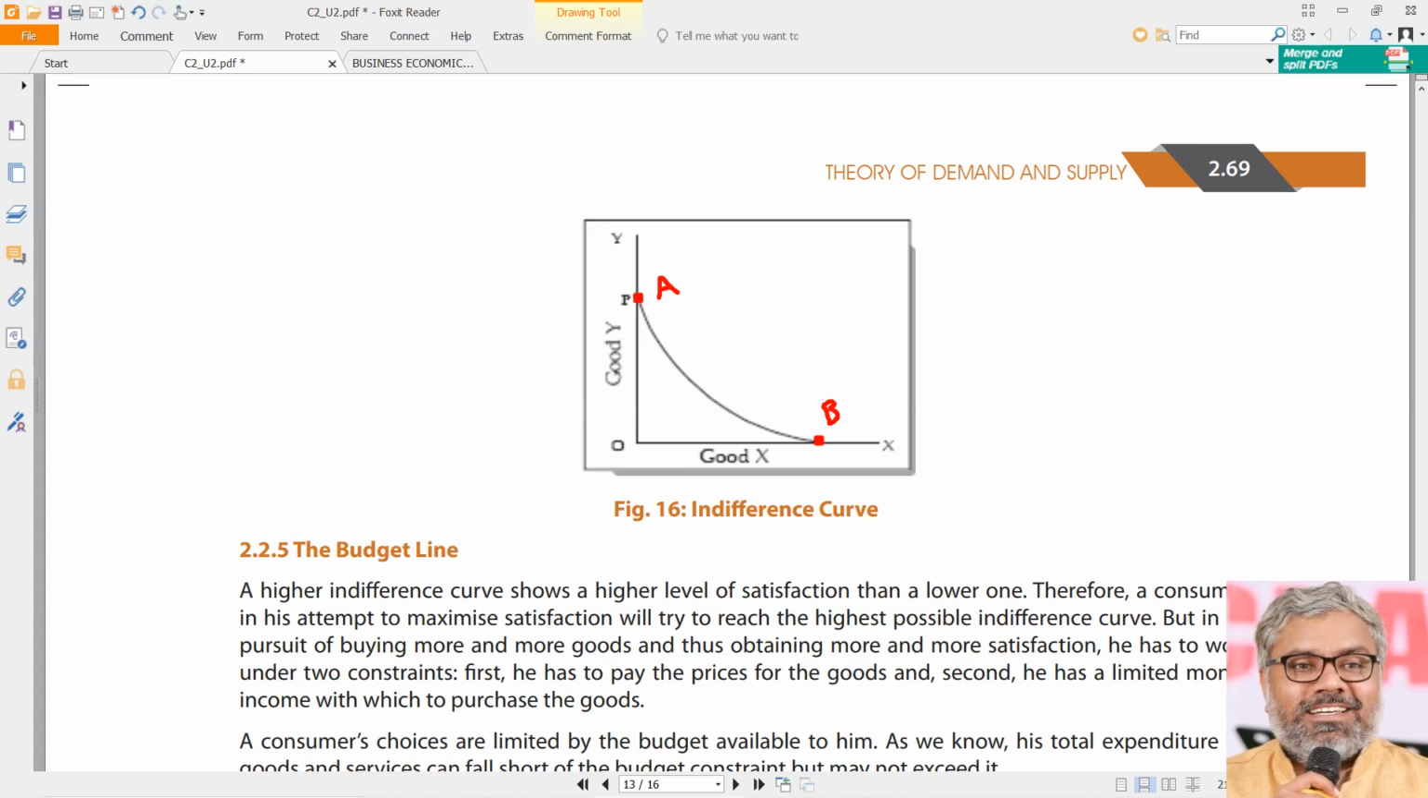Here, Y is consumed at 0. Only X is consumed. Y is not at all consumed. Y is 0. X is some number, whatever it may be. Are we saying that it is not possible? Can a person consume good X only but not good Y? Quite possible. We are not saying that.